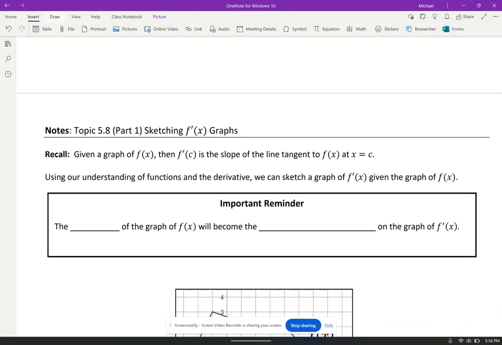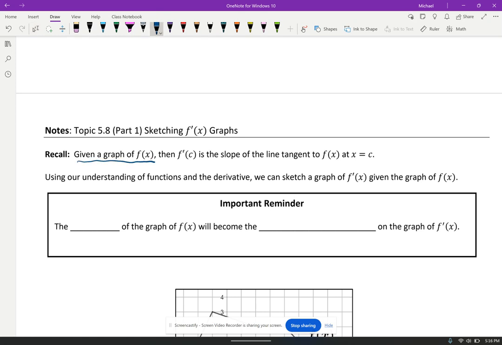So if we're given the graph of any function, we have to remember that whenever we take the derivative at a specific point, we're actually looking for the slope of the tangent line. Let me change colors here. This means that we're looking for the slope of the tangent line of that function at that x value. We're calling it that x value c.